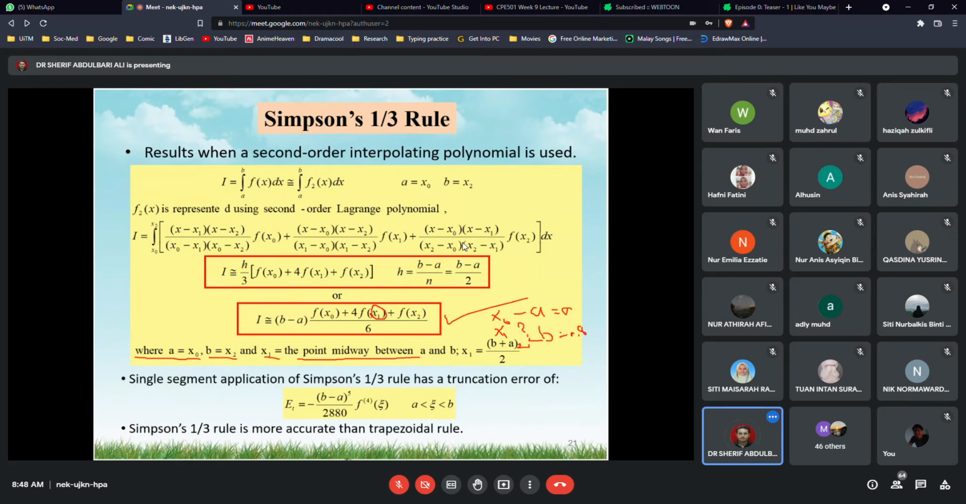Okay, but now look at how we are going to calculate the error. And by the way, this is not ET, this is EA, the approximate error. How to calculate the approximate error of the Simpson rule? You need to get negative (b minus a) to the power 5 over 2880, times f, the mean of the fourth derivative of the function.